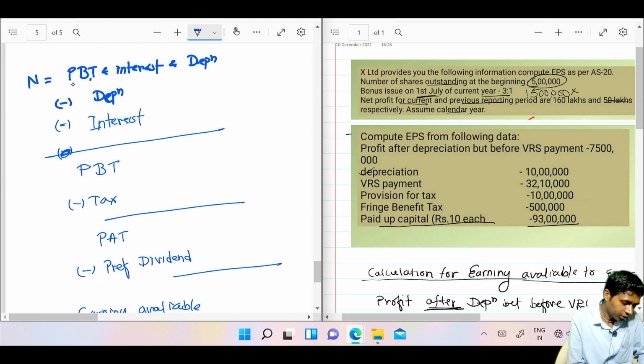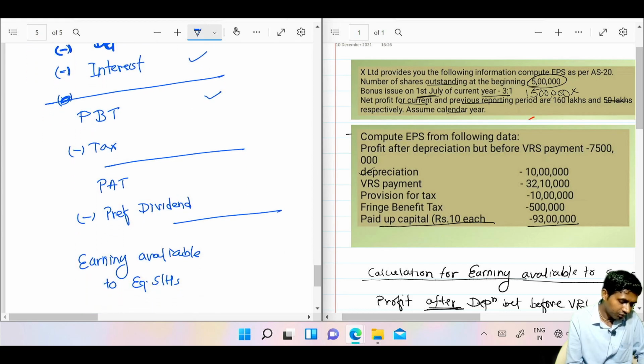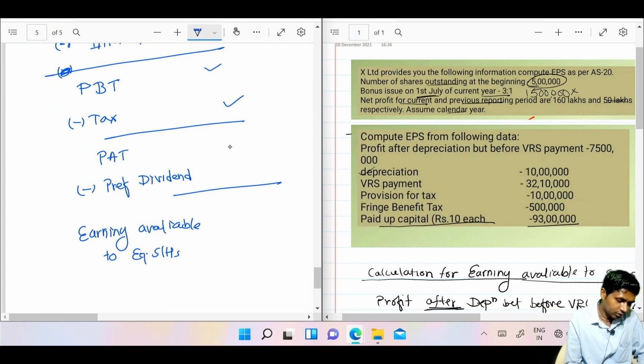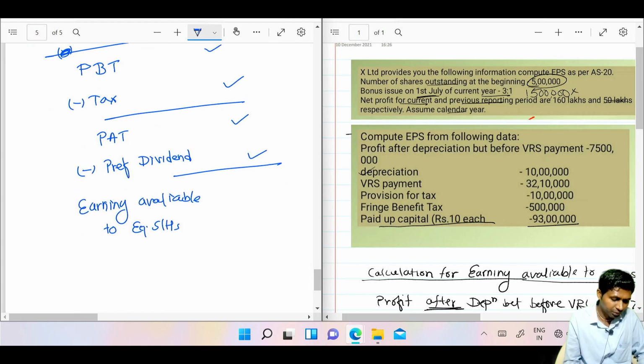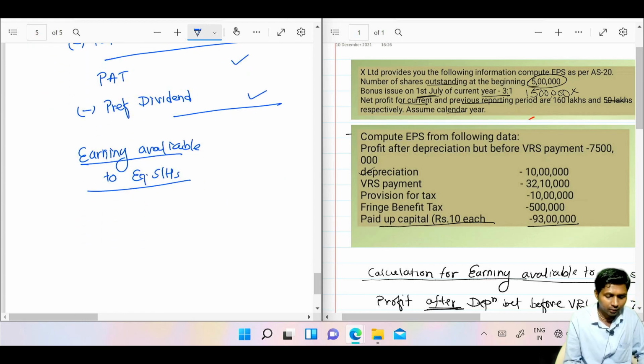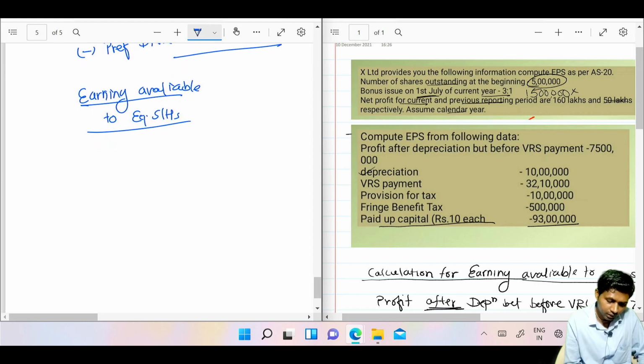Understood? Profit before tax, interest and depreciation. From that deduct depreciation if given, then interest, and then you will get profit before tax. From that deduct tax, you will get profit after tax. From that deduct preference dividend, then finally you will get earning available to equity shareholders. Correct here.